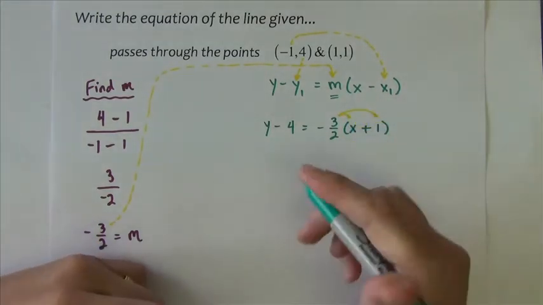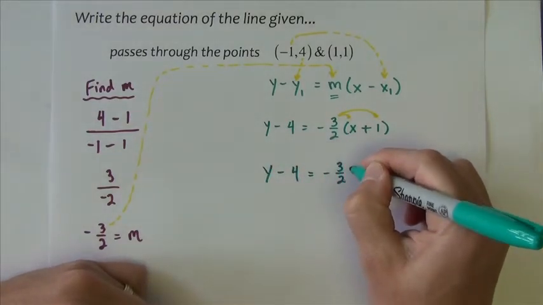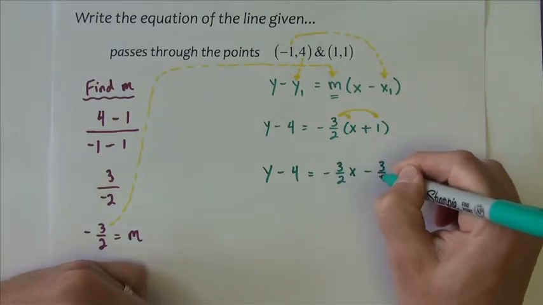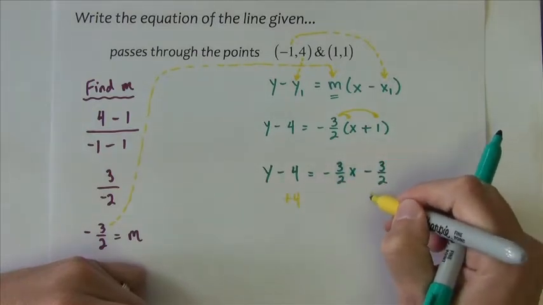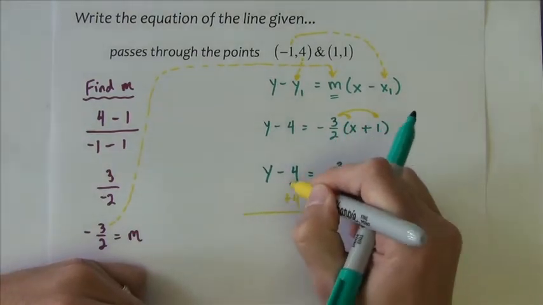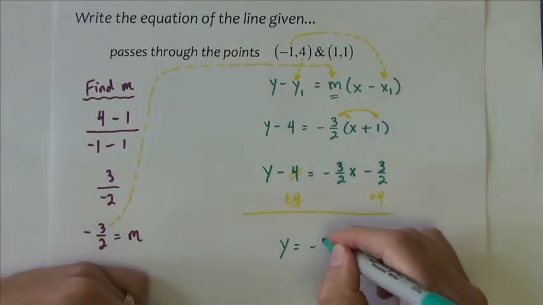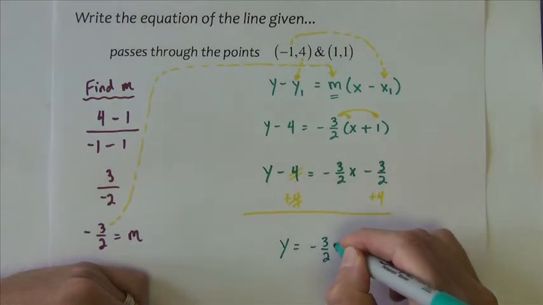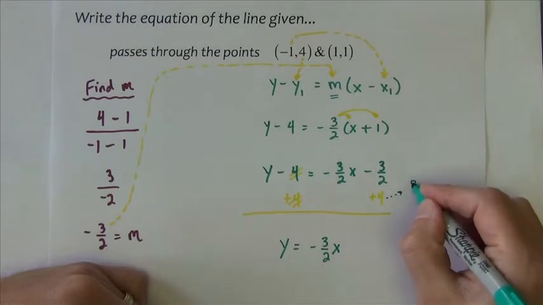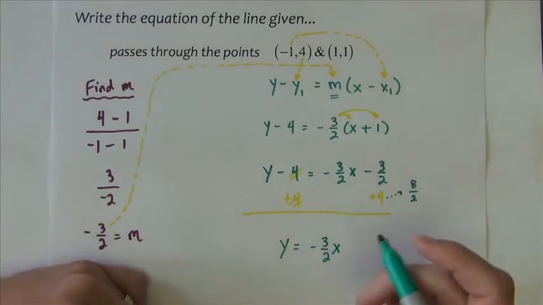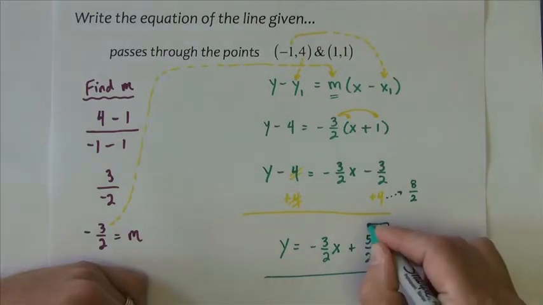I'm going to distribute the -3/2. So y minus 4 equals -3/2 x minus 3/2. I'm going to add 4 to both sides. Finishing the problem, I have y equals -3/2 x. Again, we saw in the last problem this 4 can be thought of as 8/2 to be able to add together. Makes positive 5/2.